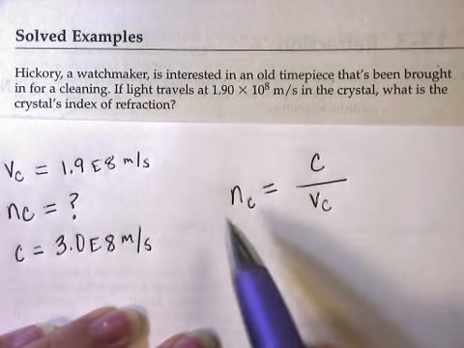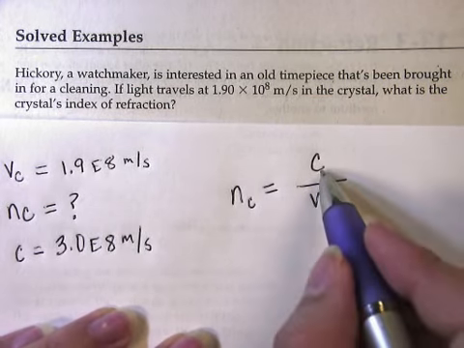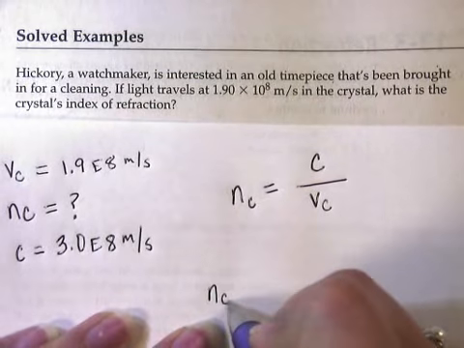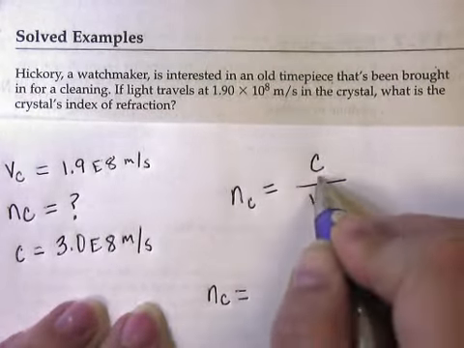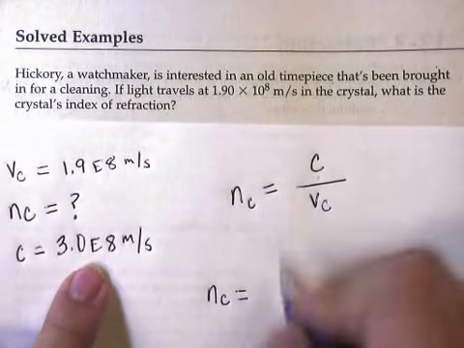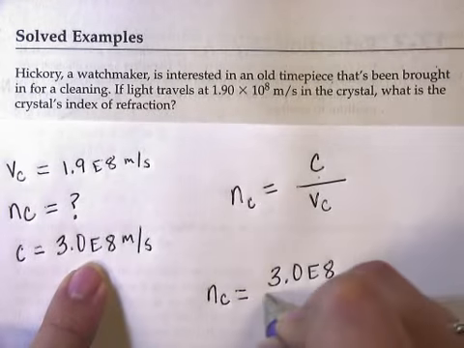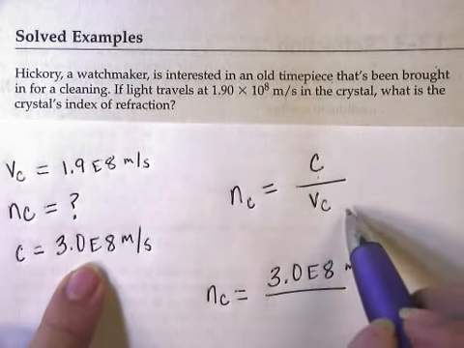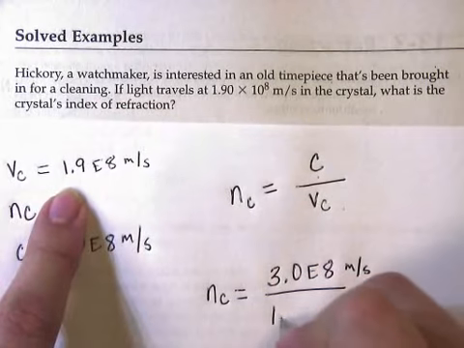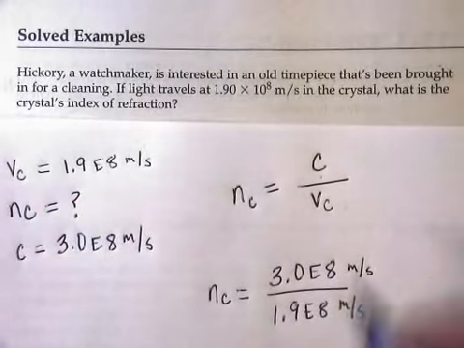So I'm going to rewrite this, and I'm going to just plug in the numbers where they belong in place of the variables. So the index of refraction in the crystal is going to equal the speed of light, which in your formula sheet is 3.0 times 10 to the 8th meters per second, and the speed of light in the medium, which is 1.9 times 10 to the 8th meters per second.